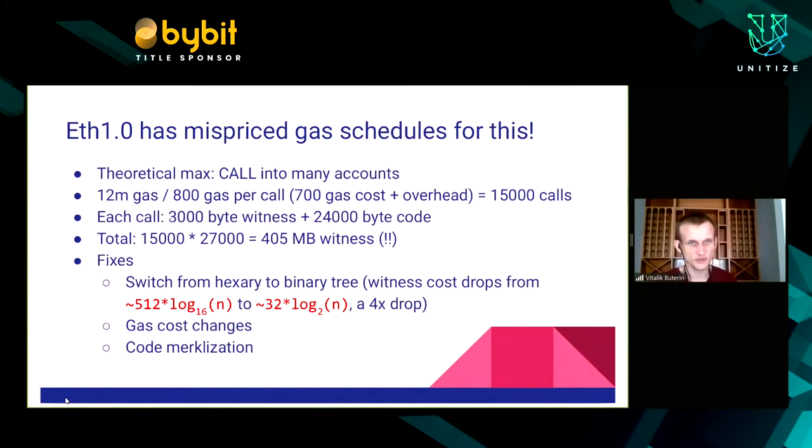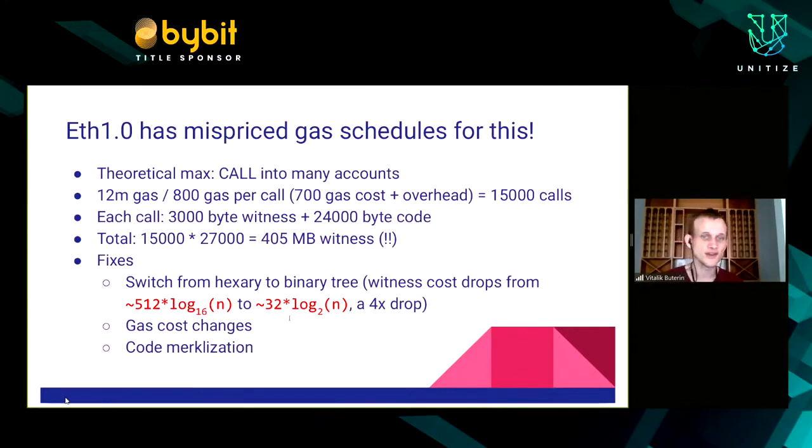Plus, right now we're not even using an optimal Merkle tree. We're using a hexagonal tree instead of a binary tree. So the witness is 3,000 bytes instead of 600. So the total size is going to be 15,000 times 27,000, 405 megabyte witnesses, which is just horrible, right?